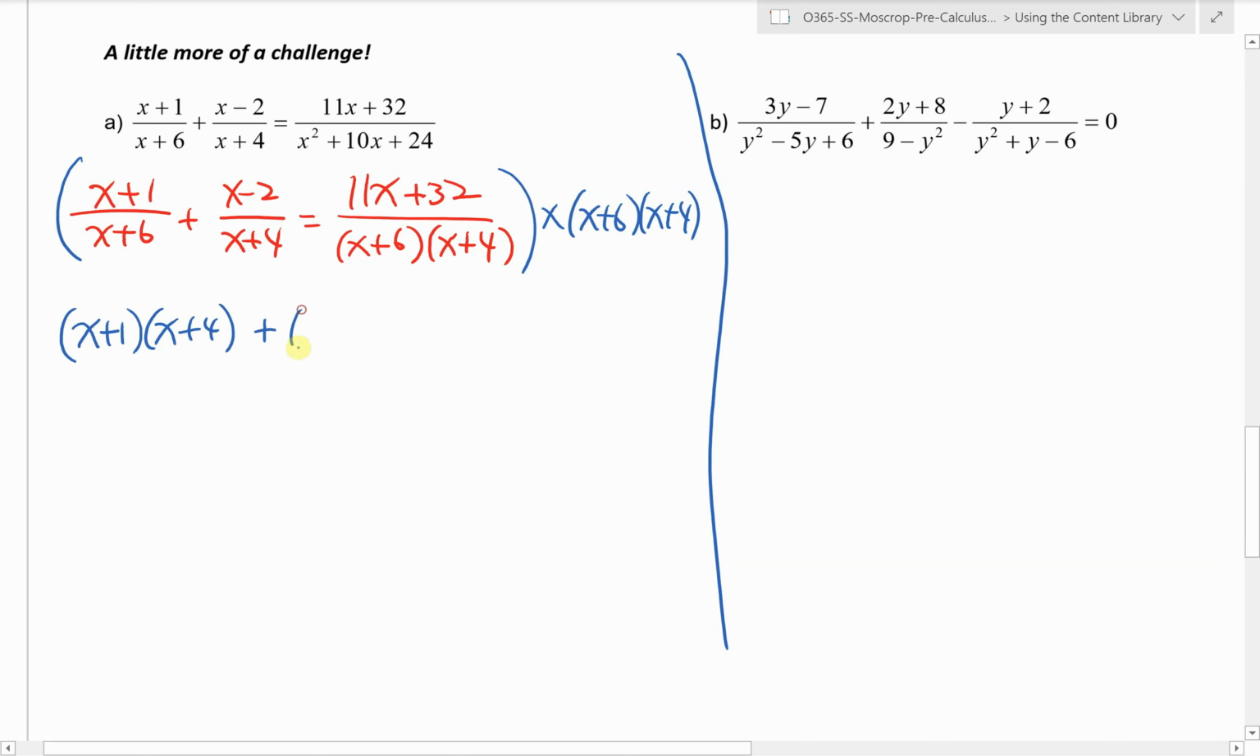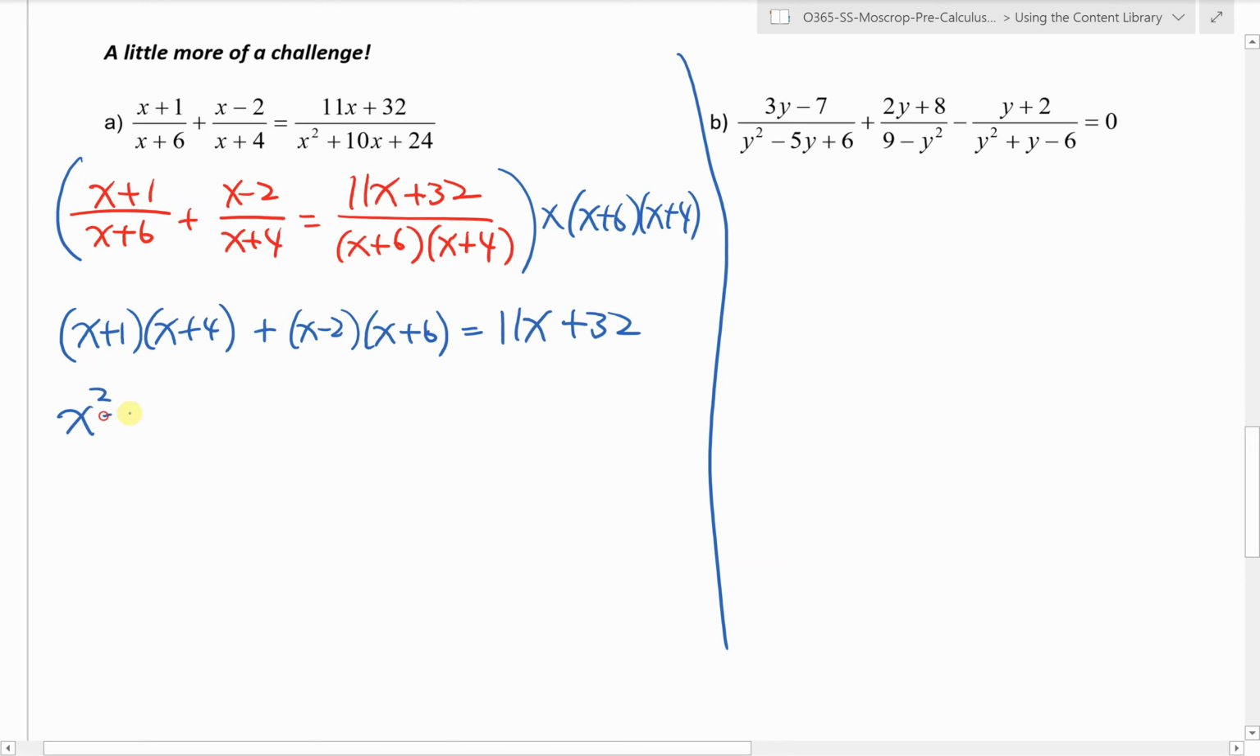For the second fraction, you have x plus 4 here, but you're multiplying again with x plus 6 and x plus 4. So once again, x plus 4 will cancel out with the x plus 4. So you'll need to multiply x plus 6 with x minus 2. For the last fraction, these two will just cancel out, so you just end up with 11x plus 32. Now we have got rid of the denominator, so now we just need to expand.